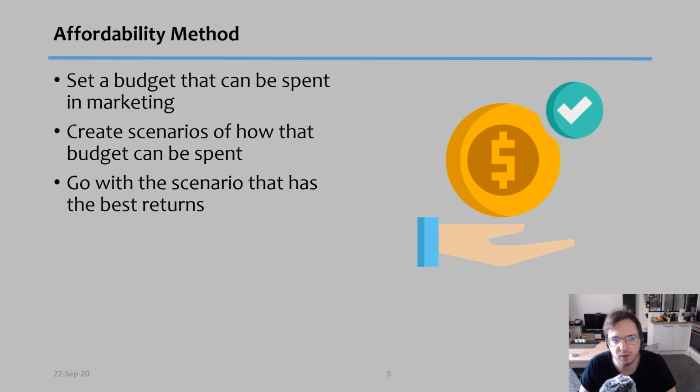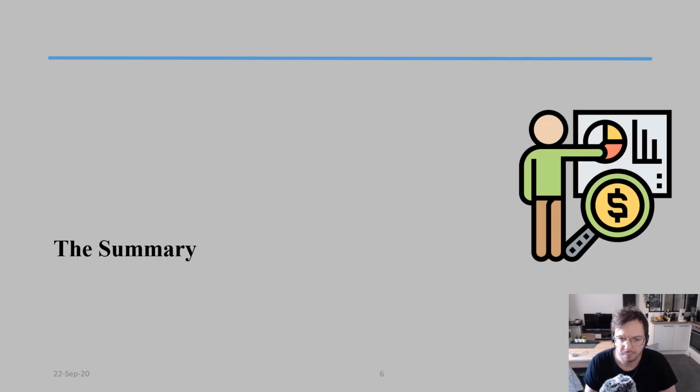Finally, the fourth method is called the affordability method. The affordability method is a little bit different. You start with a budget and you say, okay, how much money can I afford to spend in marketing? Then you look at that money and say, all right, let's create different scenarios, different options on how to spend that money. Option A, I spend money this way. Option B, I spend money this way. Option C, I spend the money this way. And then you go with the scenario that you believe would give you the best results. So here we set up a money amount and we basically say, all right, what is the best that I can do with this money? So this is a very short introduction to the 4 types of budget we have.